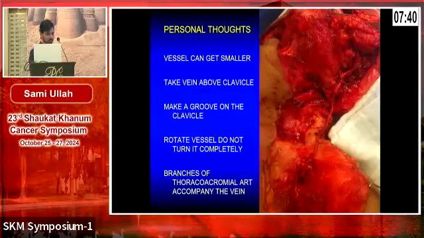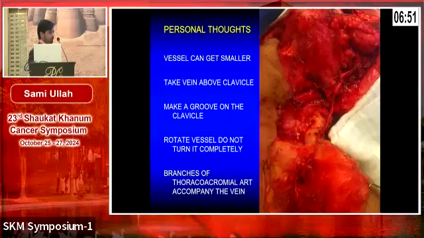Some personal thoughts by Dr. Fazal. According to him, the vessel usually gets smaller as you go distally in the arm. There are two ways to take it to the neck. Either you go posterior to the clavicle or you go anterior to it. He prefers to take it anterior to the clavicle because sometimes it's very difficult to dissect posterior to the clavicle, and there is a risk of pneumothorax as well. He sometimes makes a small groove in the clavicle because there is very deficient soft tissue over the clavicle, and once you close the skin on top, it can compress the vein. So he tends to make a groove in the clavicle.